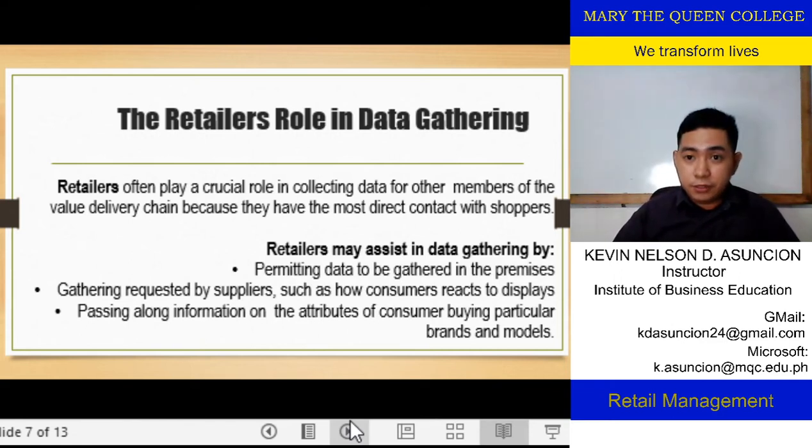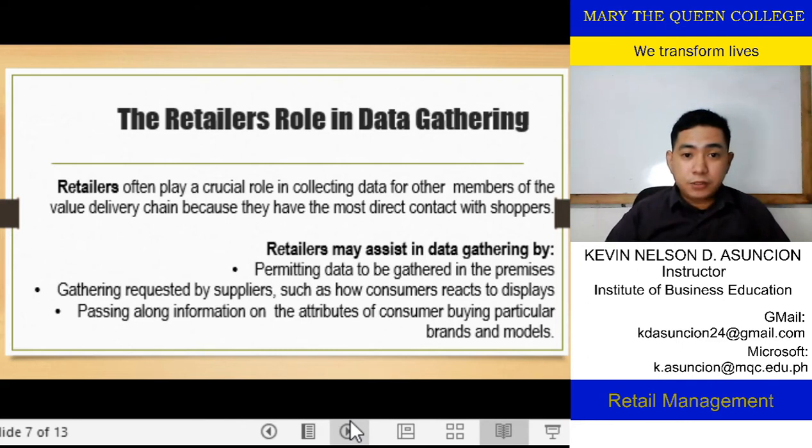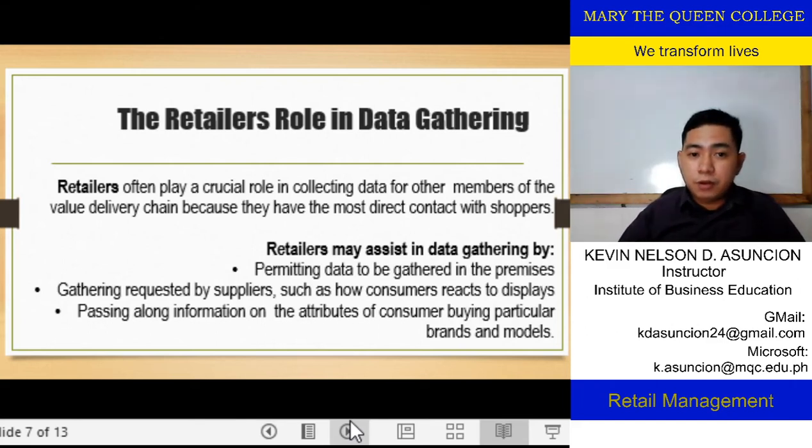Makuha mo yung information from your customers. Minsan nagtataka ka why there are survey forms there, no? Why they are collecting information from you. Gathering requested by suppliers, such as how consumers react to displays. So that might be qualitative but also quantitative data. What's their response to the models, to the demo units. Passing along information on the attributes of consumers buying particular brands and models.